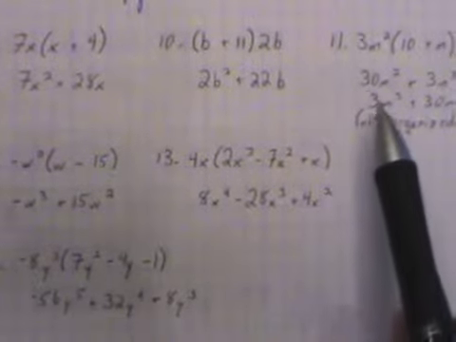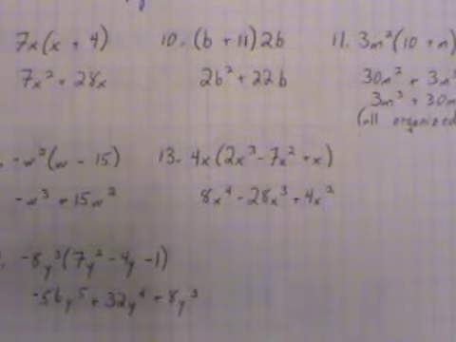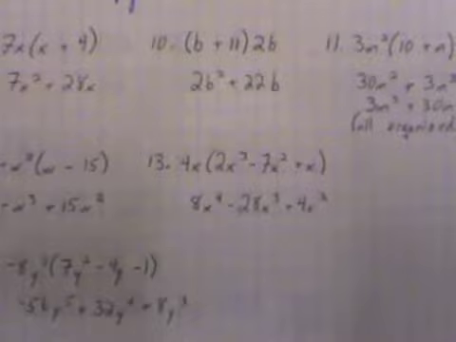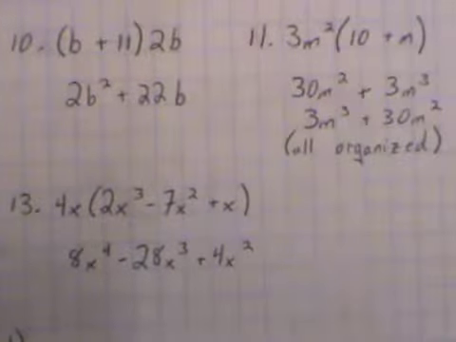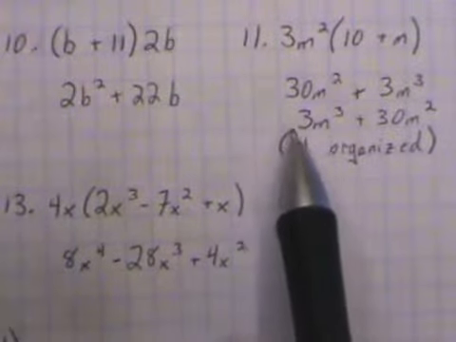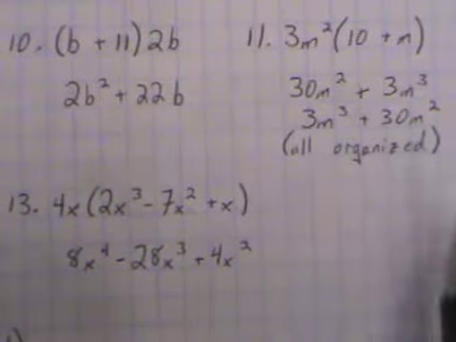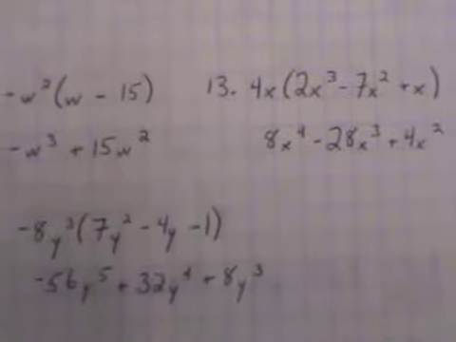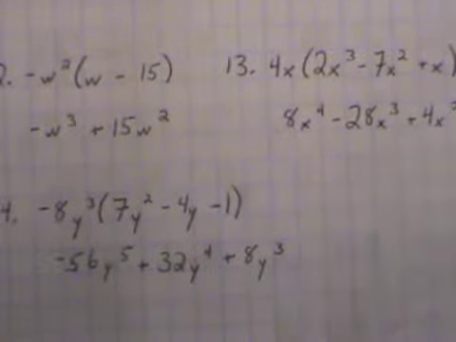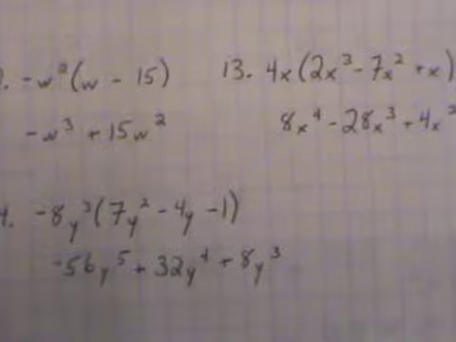Notice up here on number 11, you can say 30m squared plus 3m cubed, but that's not exactly in order. It's better if you say 3m cubed plus 30m squared. And I'm going to slide my book to make sure you could read those last few. And as soon as you've checked those, we're ready to move on.